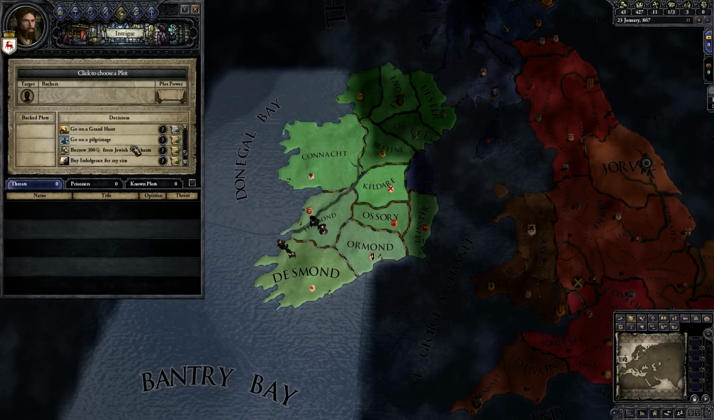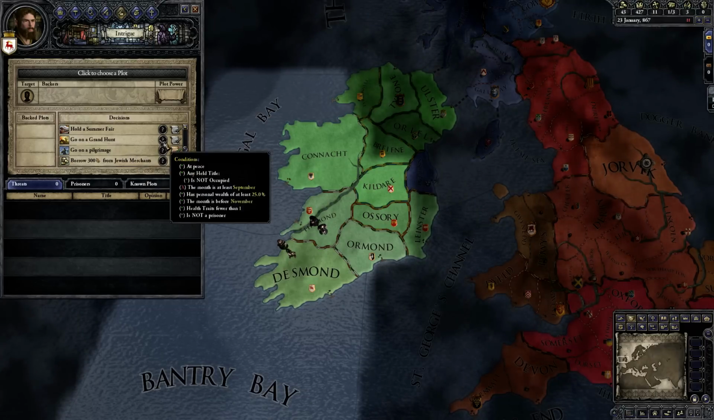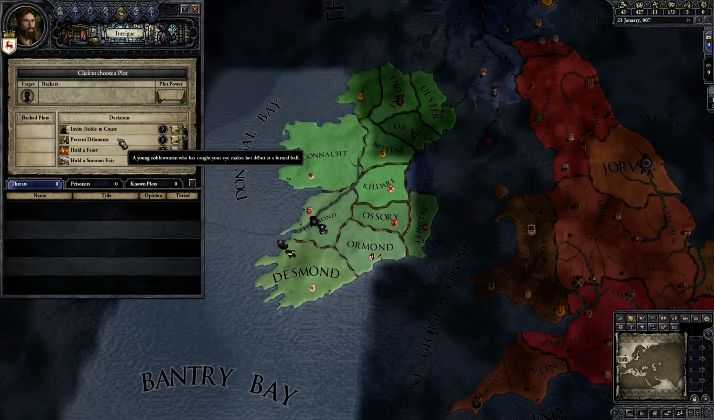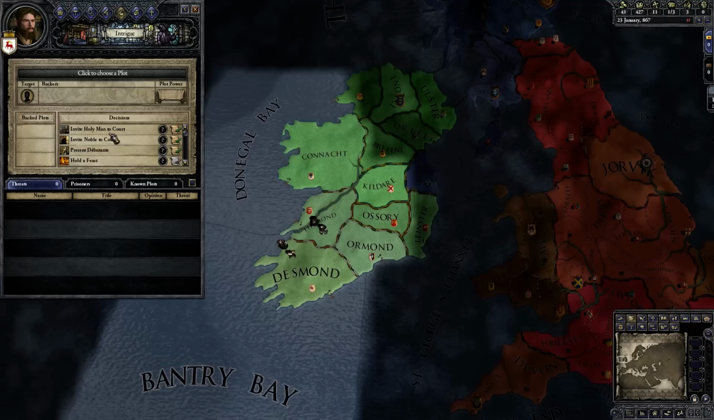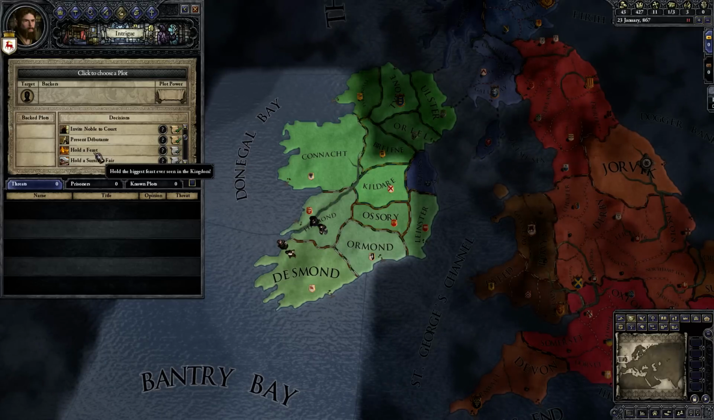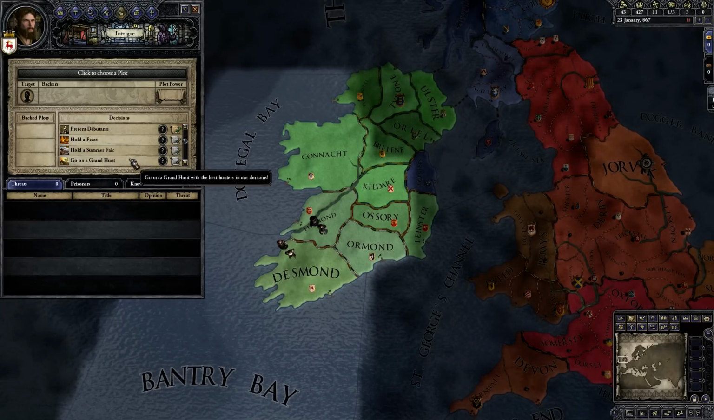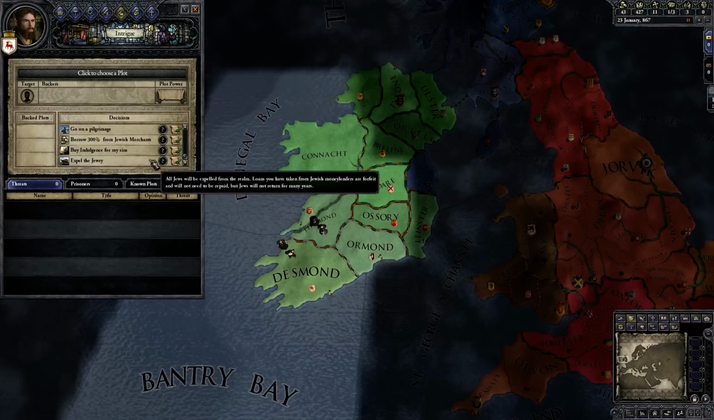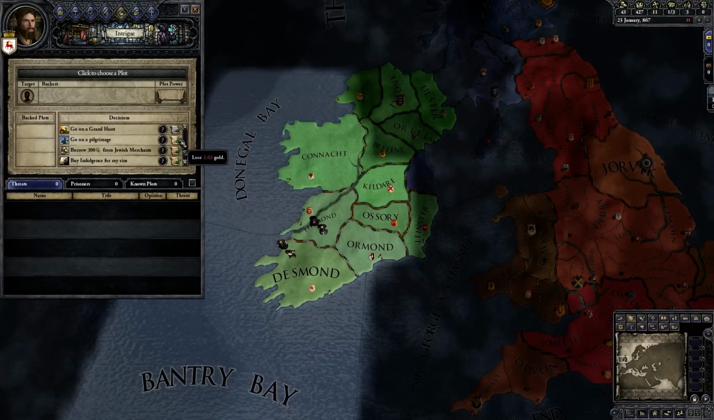Okay, we can go on a pilgrimage. So a pretty good idea to do that. So these are the decisions that you can make, things that you can do as a character. We can invite a holy man, invite a noble, present a debutante, hold a feast, summer fair, go on a grand hunt, go on a pilgrimage, expel the Jews. We're going to go on a pilgrimage.